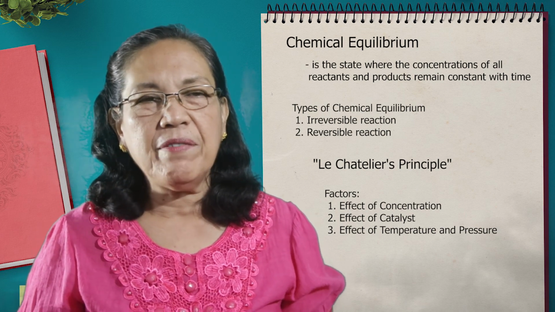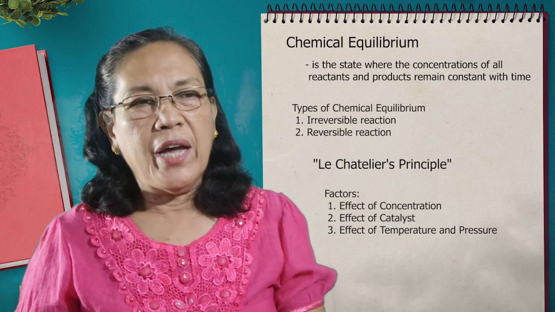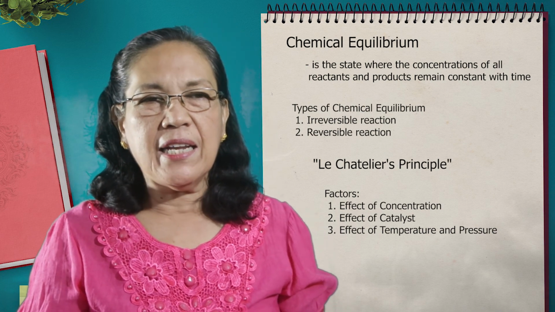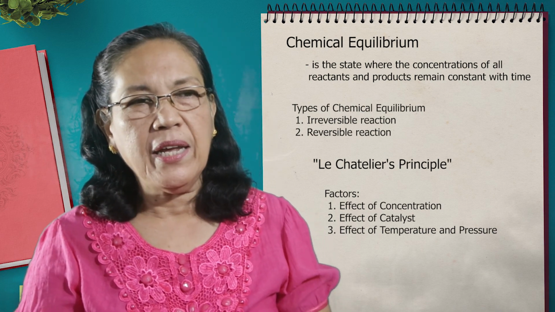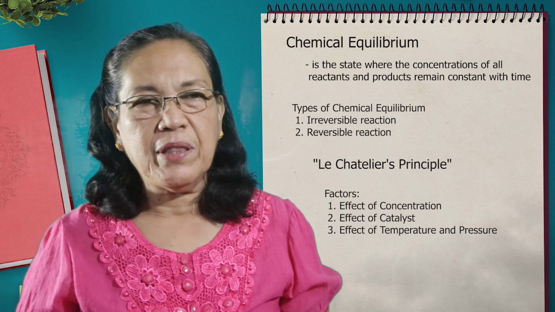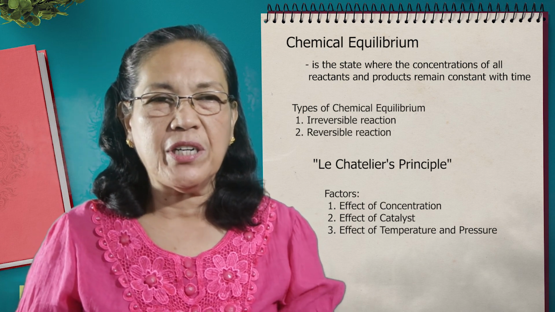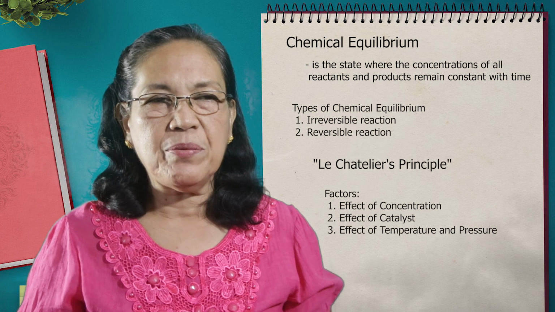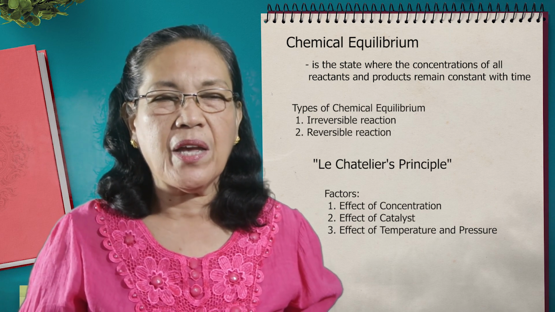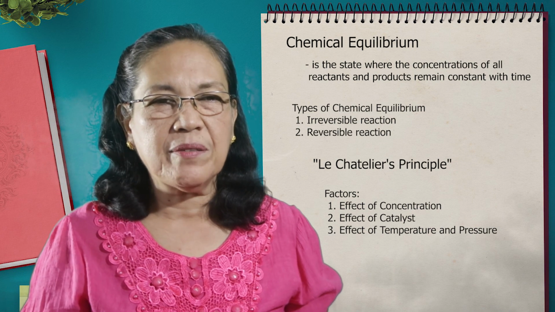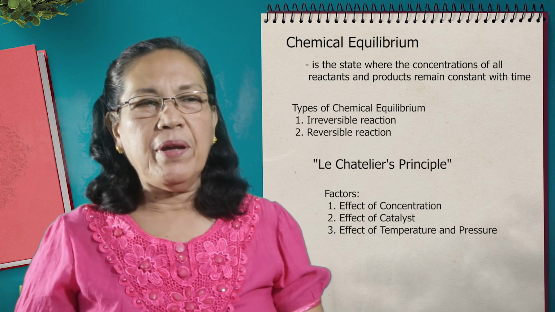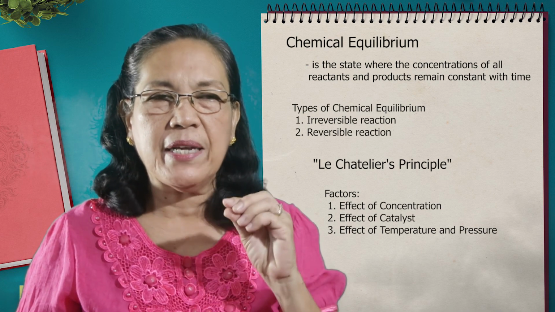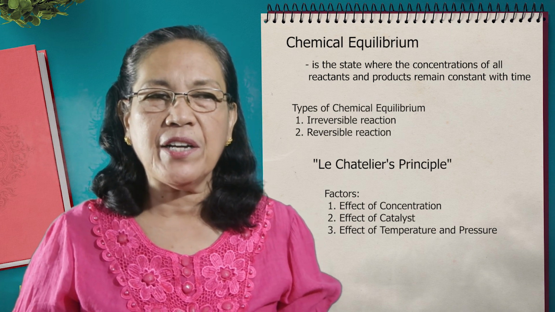And there is the release of heat in the product formation. Heat is liberated when the reaction proceeds to the right and is absorbed when it proceeds to the left. What do you mean by that? In the forward reaction, heat is liberated. But in the reverse reaction, heat is absorbed.